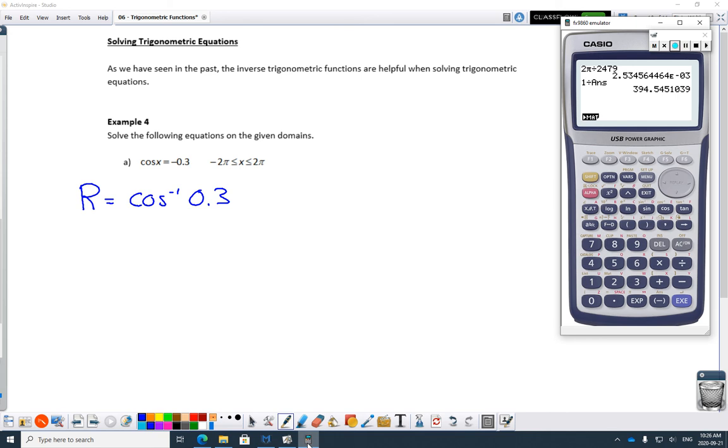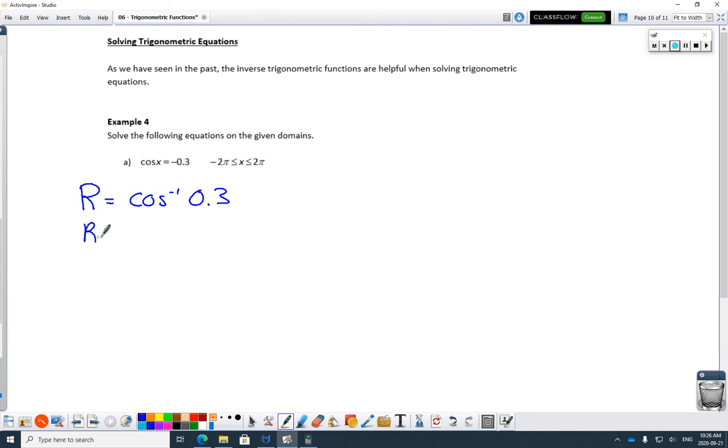Then I go to my calculator, I make sure I'm in radian mode. I am. And I literally just do cos inverse of 0.3, and I get 1.27. That's the related acute angle in radians. And here's the reason why I didn't care about the positive and negative, is because I'm going to use the CAST rule to figure that part of it out. I don't like where I've drawn that. I'm just going to draw it over on the side here to give myself a little more space.